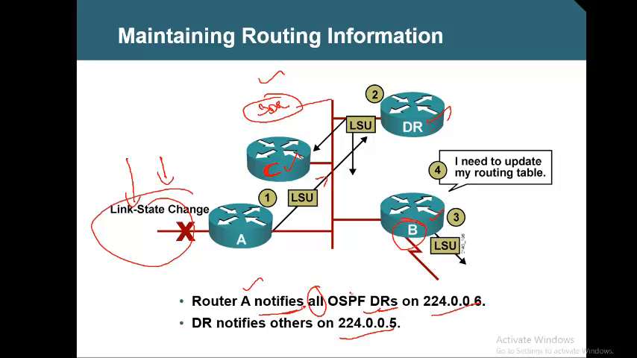Router A notifies the DRs using 224.0.0.6, and DRs use 224.0.0.5 to notify this information to others. Now, why do we need this? Why can't A directly use 224.0.0.5?